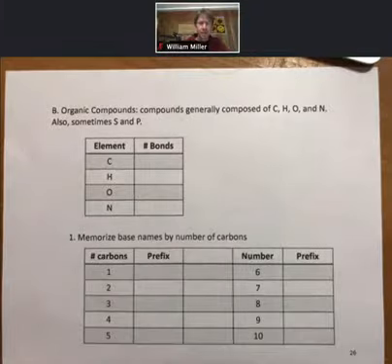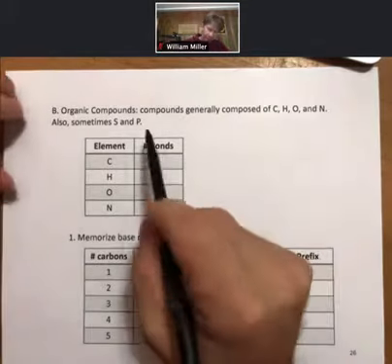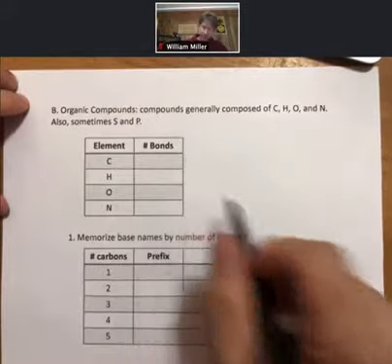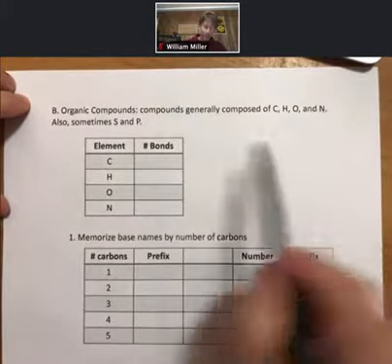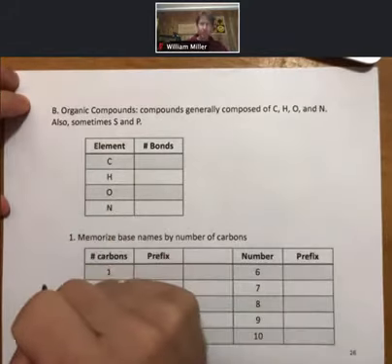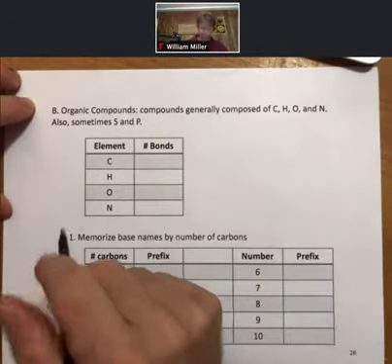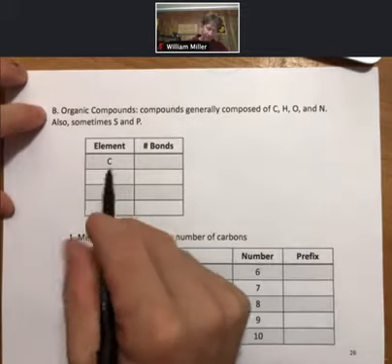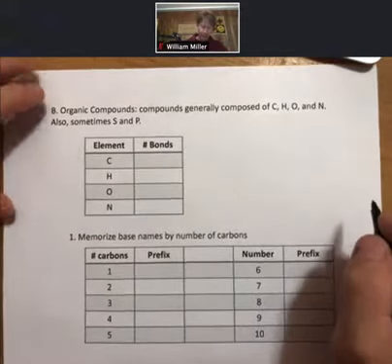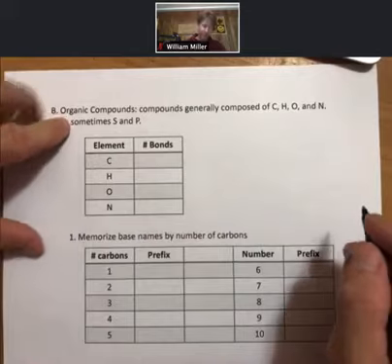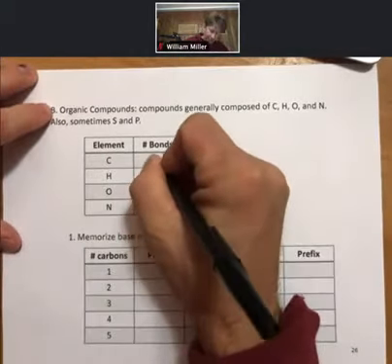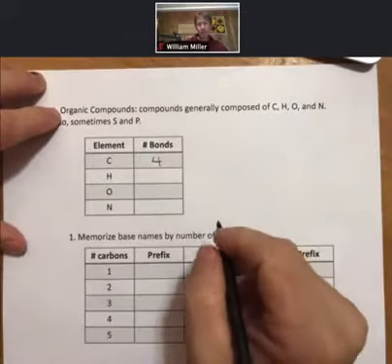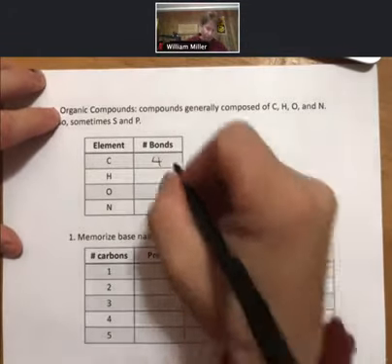Let's cover some organic compound nomenclature. Organic compounds are compounds that are generally composed of C, H, carbon, hydrogen, oxygen, and nitrogen. Also sometimes sulfur and phosphorus, though not in this class anyway. And what we'll see is that these four elements that make up organic compounds have a common number of bonds. So carbon is typically 4 bonds, and that is almost always.